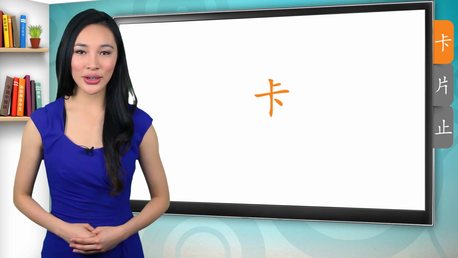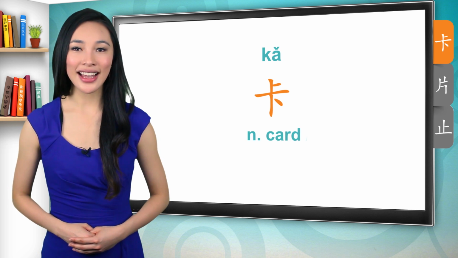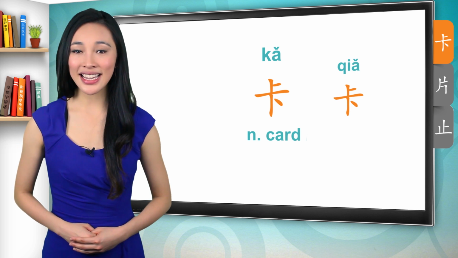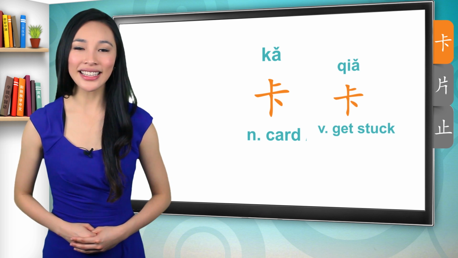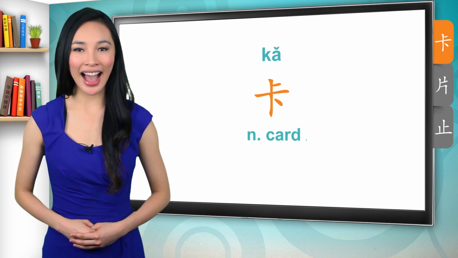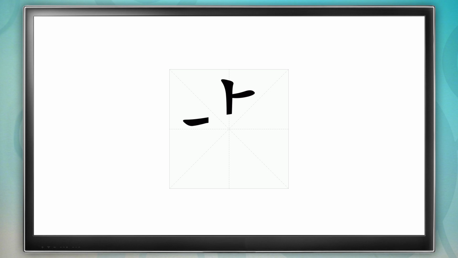Our first character is pronounced 卡. It means card as a noun. It is also pronounced 卡, meaning get stuck, mainly as a verb. But we're going to only focus on its 卡 sound as a noun. This is how 卡 is written, stroke by stroke.